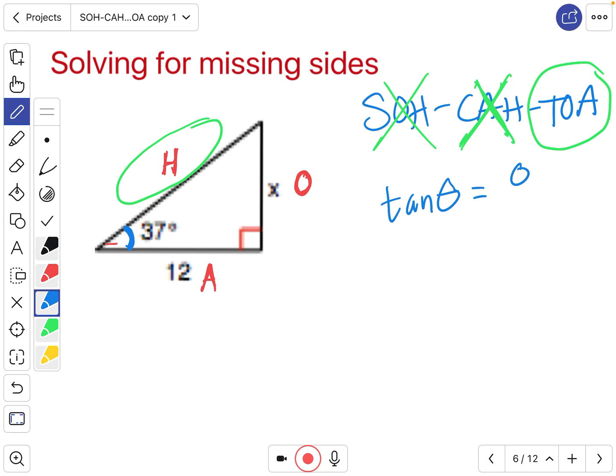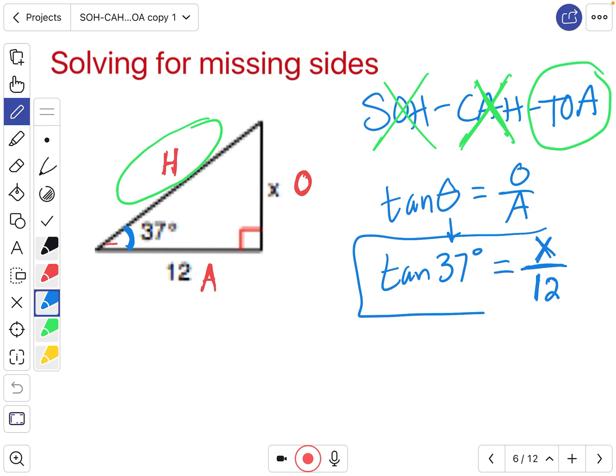The first step is to always write out what the formula is. We know the tangent of any angle is the opposite over adjacent, and then the next step is to sub in the known information. Tangent of, we have a given angle here, so I'm going to sub that 37 degrees in directly for theta, equals the opposite side, which is x, we don't know that, divided by the adjacent side, which is 12.